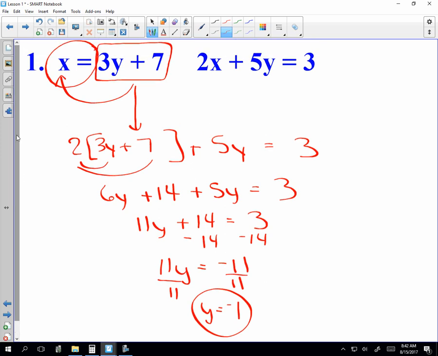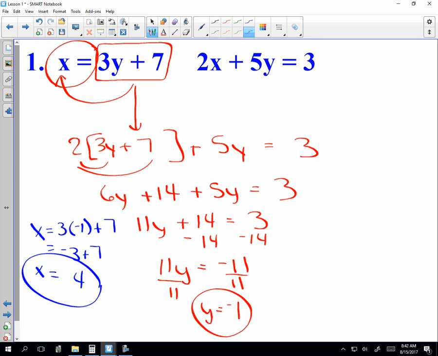We want to pick the easiest equation to plug that into to get our x. The easiest equation to plug into is the first equation. So we're going to plug in there. We've got x equals 3 times negative 1 plus 7. x equals negative 3 plus 7. x equals 4. Okay, now, once I have these two values, I want to know, are these values the right values? Did I make a math mistake?